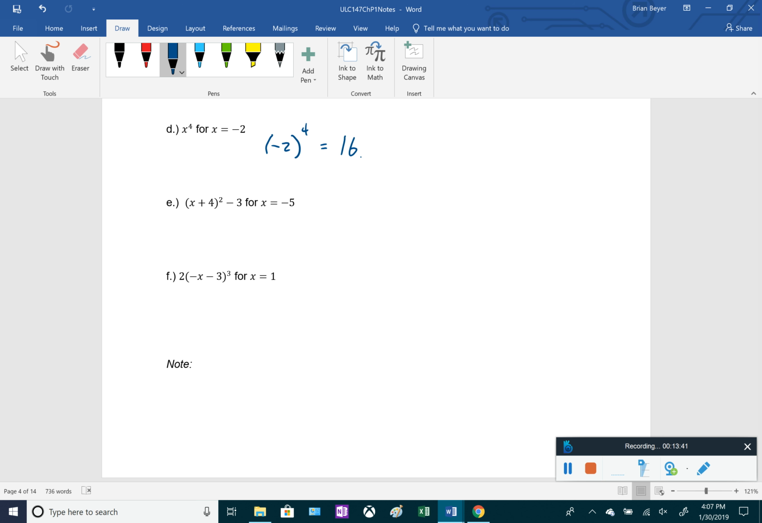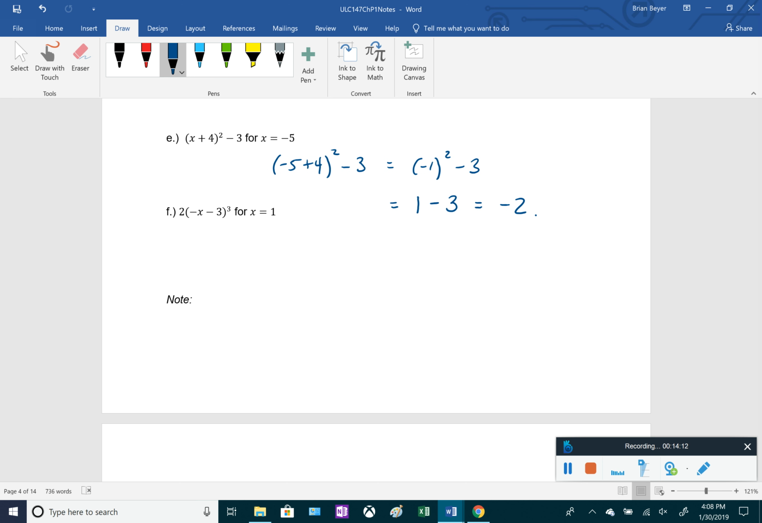And for the next one, we have x plus 4 squared minus 3 for x equals negative 5. So we're going to plug that in. Negative 5 plus 4 squared minus 3. Simplify parentheses first. That's negative 1 squared minus 3. Negative 1 squared, that's a negative to an even exponent. 1 times 1 is just 1. So that's 1 minus 3, which is negative 2.